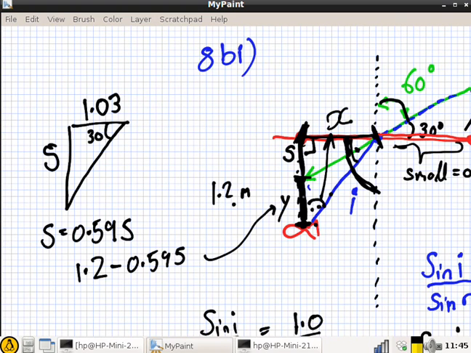What do we get here for y? Are you sure? 0.605. That's the y. Yep. Did anyone else manage to get that?